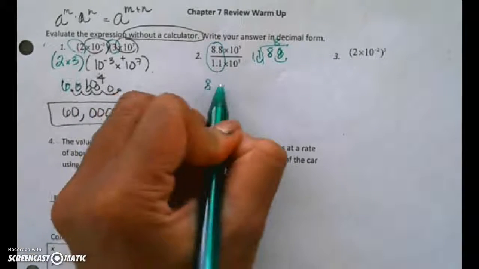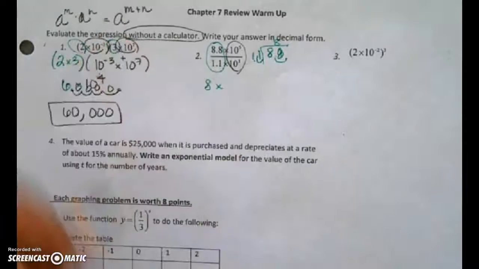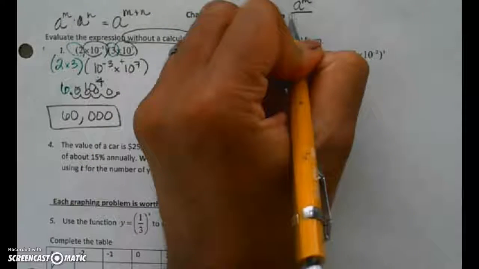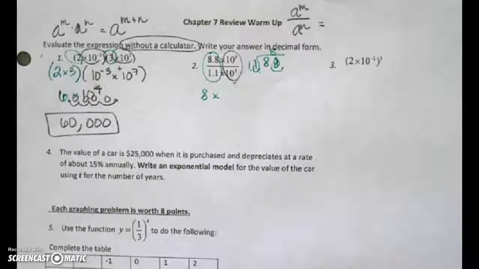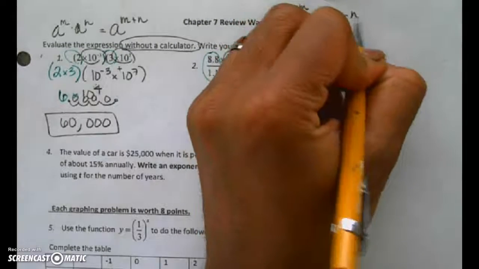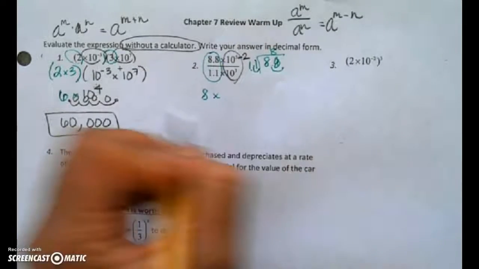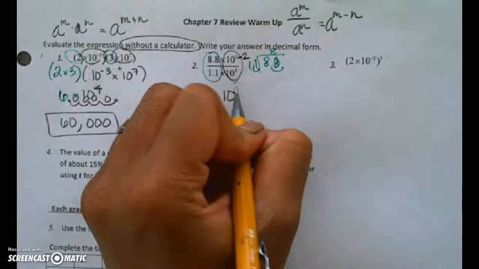8 times. Now, I'm doing 10 to the 5th divided by 10 to the 2nd. Well, we have a quotient property, which tells me that a to the m divided by a to the n is equal to a to the m minus n. So subtract your exponents. 5 minus 2 is 3.